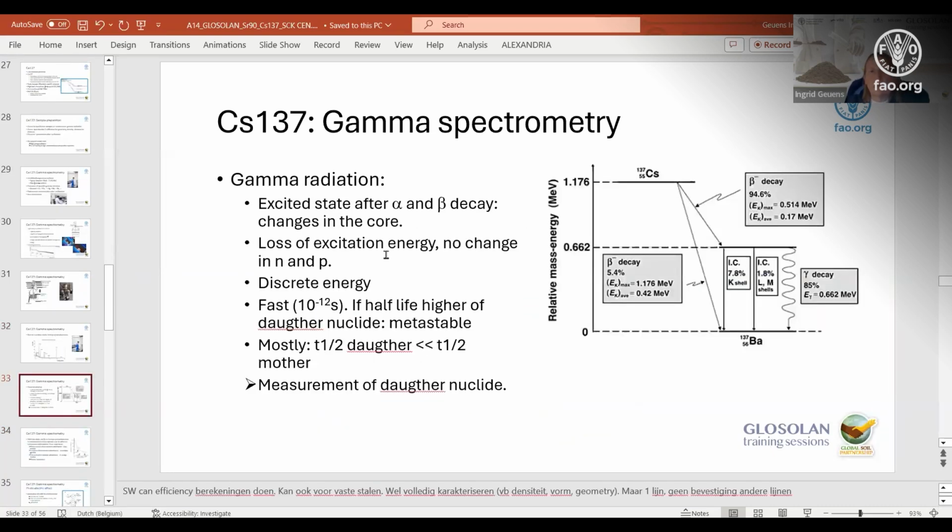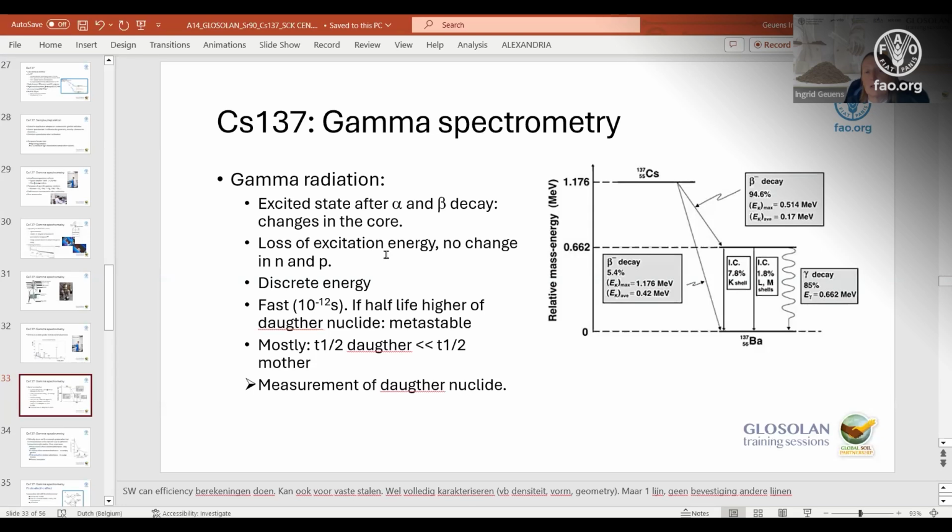So again, a little bit about gamma radiation. It's most of the time coming from an excited state after an alpha or a beta decay. With the alpha and beta decay, you had changes in the core. With the gamma decay afterwards, it's a loss of excitation energy and there are no changes in the core, so the amount of neutrons and the amount of protons stays exactly the same. It's a very discrete energy, so you have a very nice discrete line, and it's very fast.